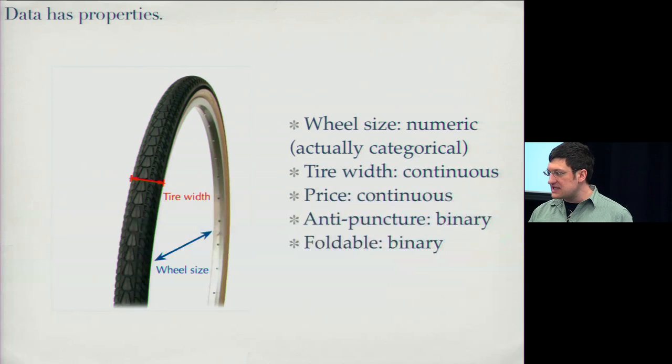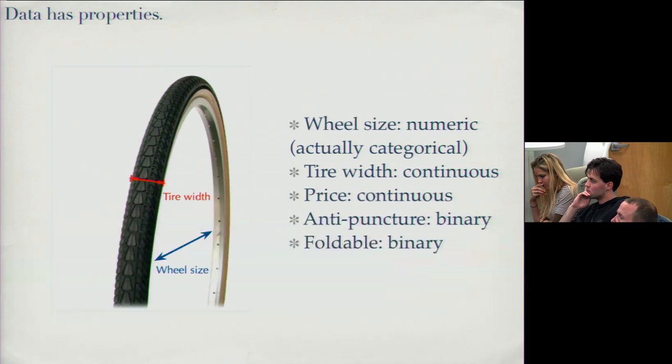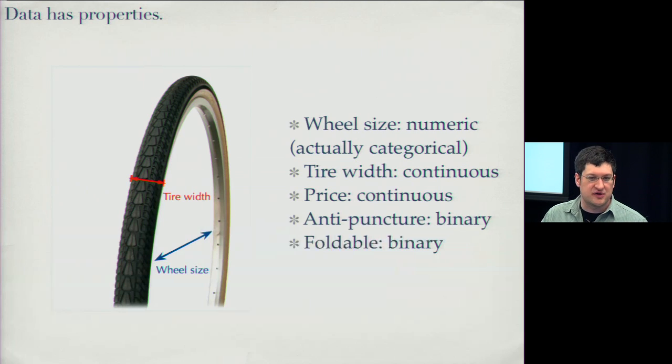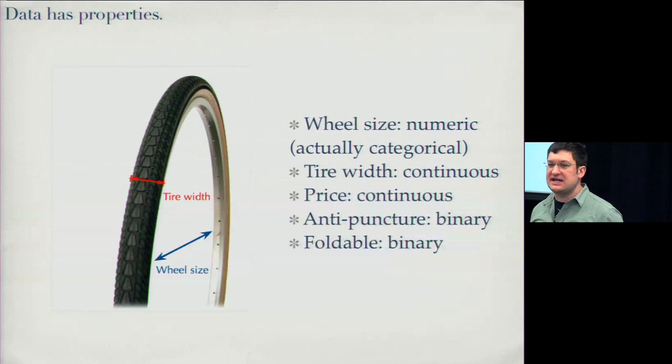Price, probably also more or less continuous from, you know, $15 for the cheapest tire you can buy up to probably, I don't know how much expensive bike tires are, more than 75, I'm sure. So again, that's continuous. You can probably pick a sort of a price range and find some tires within that range.